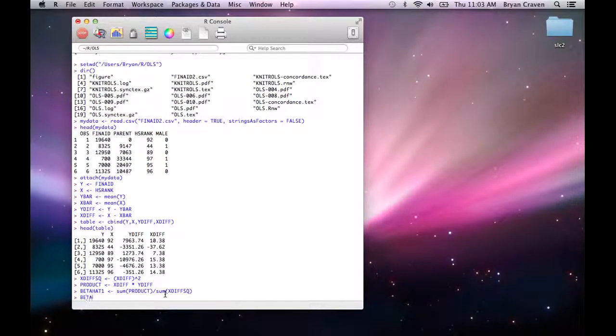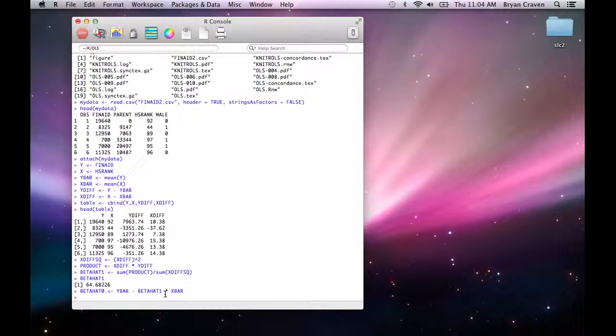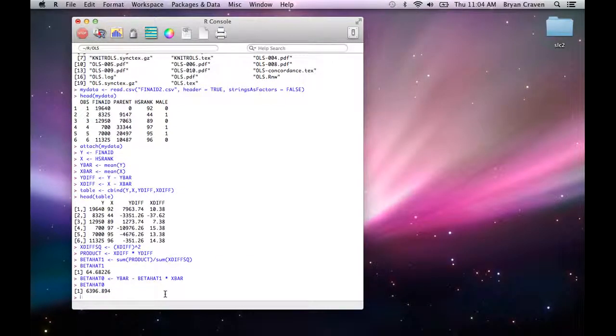And we can look at that. 64.7 approximately. And now that we've got beta hat 1, we can calculate beta hat 0, the intercept coefficient. So we can say beta hat 0, and that's going to be y bar minus beta hat 1 times x bar. And looking at that, it's about 6,396 or 6,370 with rounding.